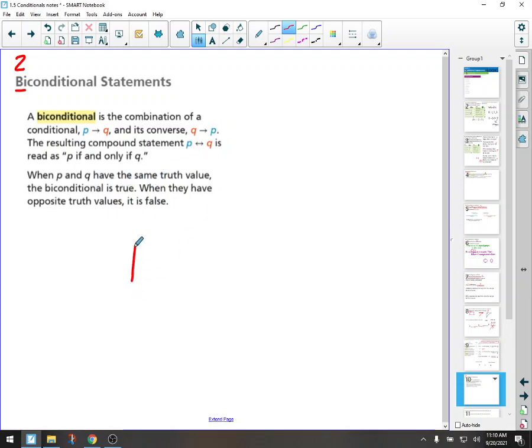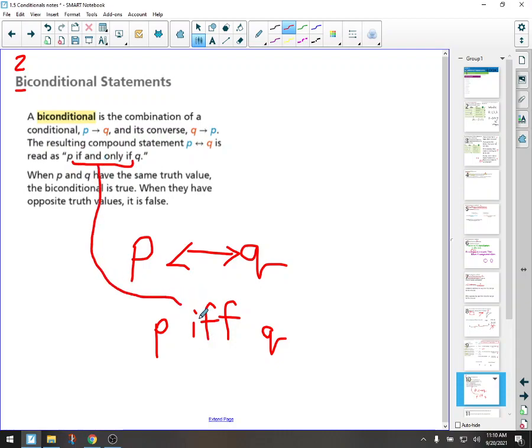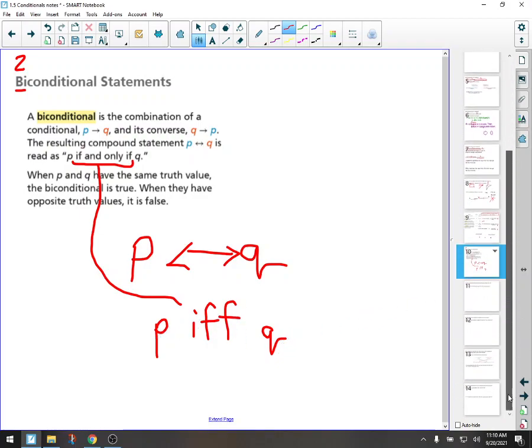Also, we see P, and instead of doing an arrow like that, if P then Q, you actually just do an arrow that goes in both directions like that. There's another way that you can write this. It's a shorthand notation. It stands for the phrase if and only if. It's IFF, like if with an extra F on it. So P iff Q. That's just a notation that I learned in college that I figured I could share with you.